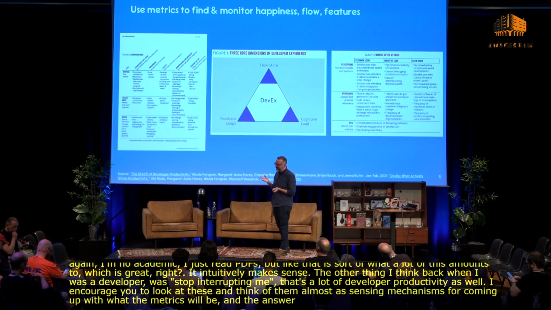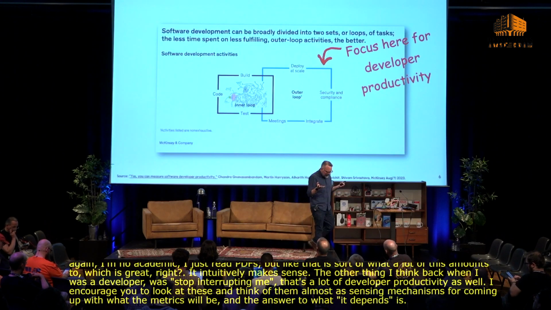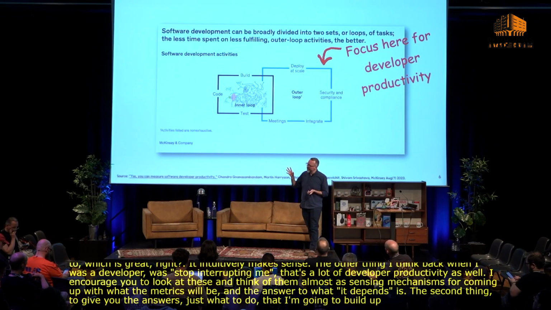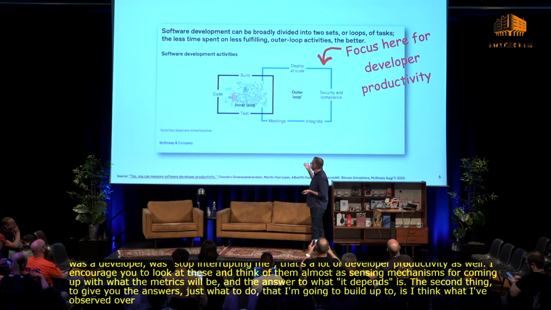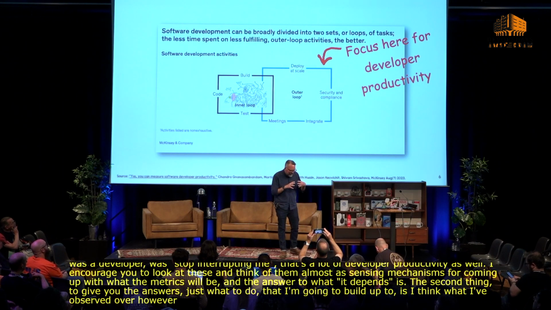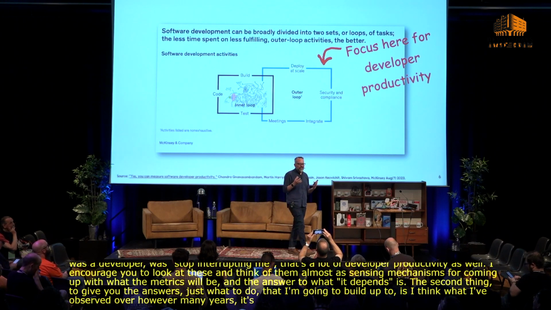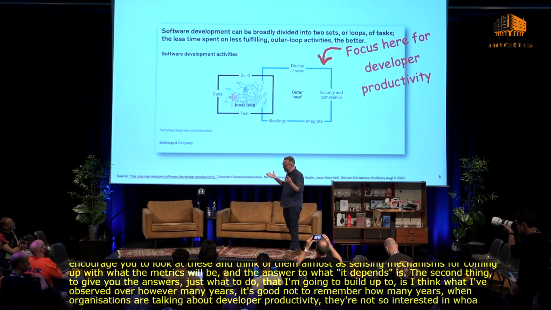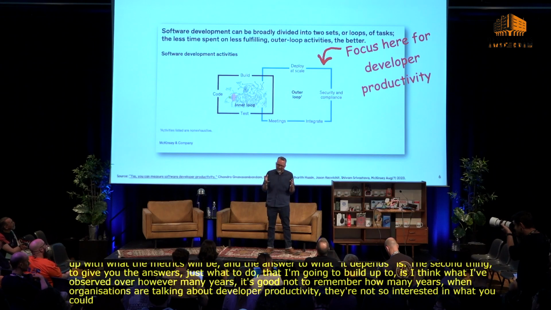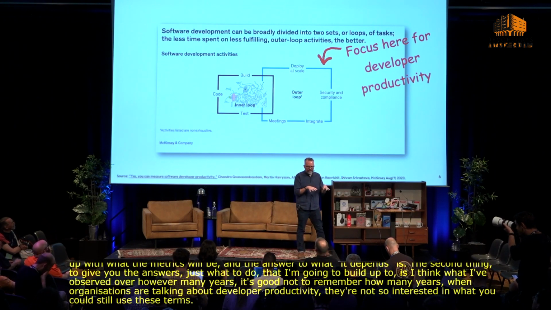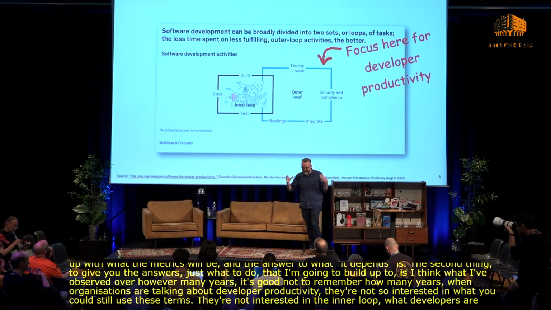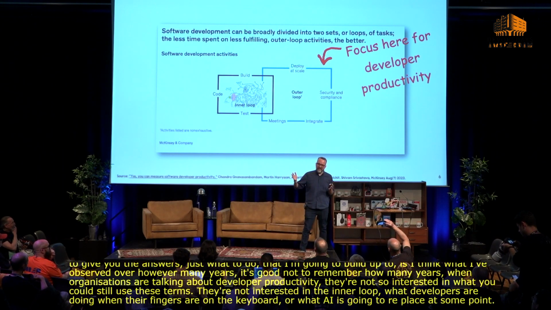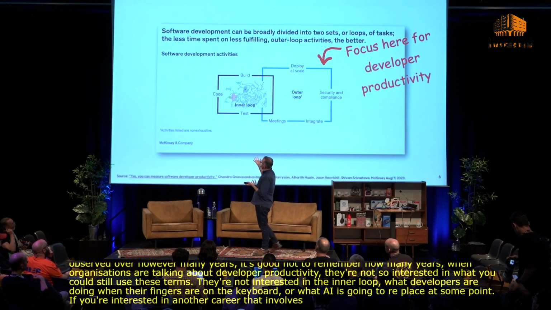And the second thing, to give you the answer of what to do, that I'm going to build up to is, from what I've observed over however many years, it's good not to remember how many, that when organizations are talking about developer productivity, they're not so interested in the inner loop, what developers are doing when their fingers are on the keyboard, or what apparently AI is going to replace at some point. If you're interested in another career that involves not coding, I could give you my tips on doing that. I had a similar thing in the 2000s.